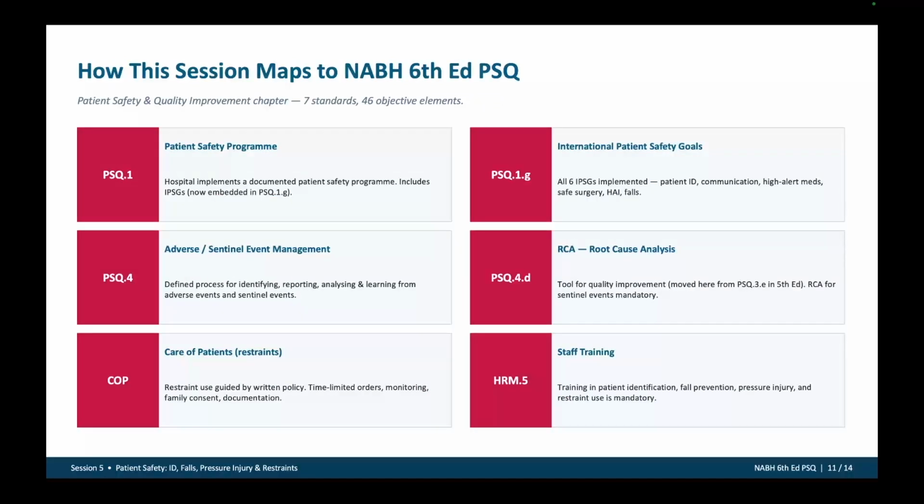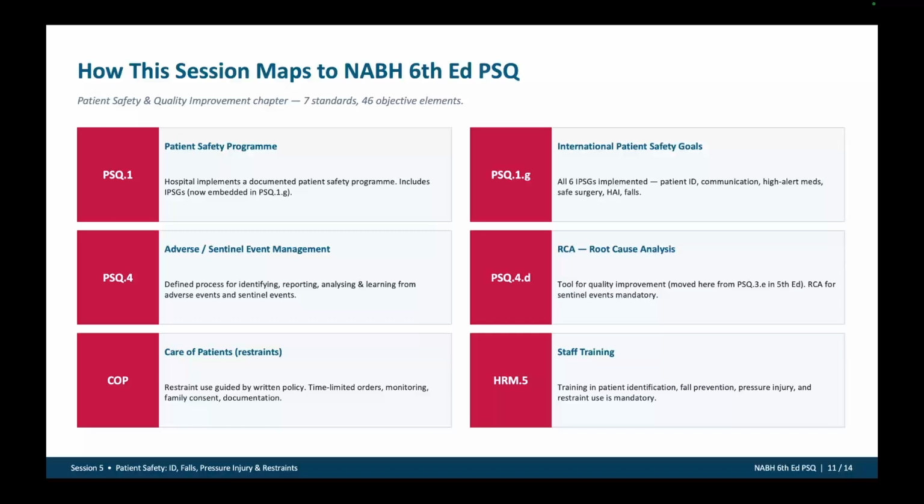How this session maps to NABH 6th edition patient quality improvement. There are 6 points discussed here. The patient safety program: the hospital implements a documented patient safety program that includes IPSGs, etc. And adverse or sentinel event management: define a process for identifying, reporting, analyzing, and learning from adverse events and sentinel events. Care of patients and restraints: restraint use guided by written policy, time-limited orders, monitoring, and family consent and documentation are crucial.